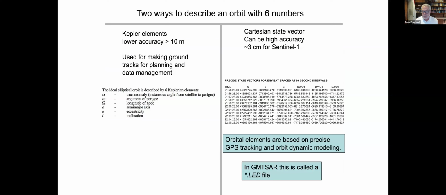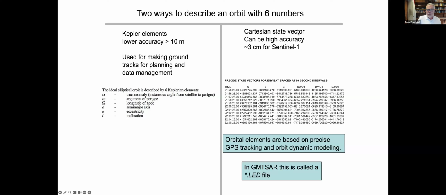Okay, so as I said a minute ago, you could use Kepler elements to describe the orbits, but those are only accurate to tens of meters or so. We really need to get orbits that are accurate to like 3 centimeters to do Sentinel-1 processing especially. And that is done using a different type of orbit description.